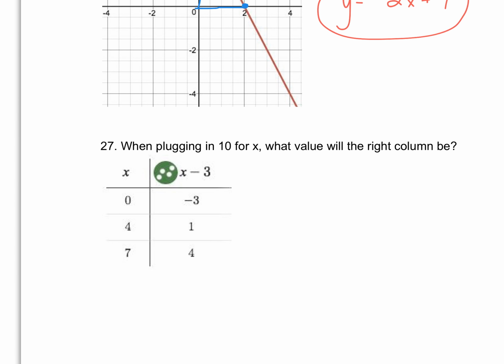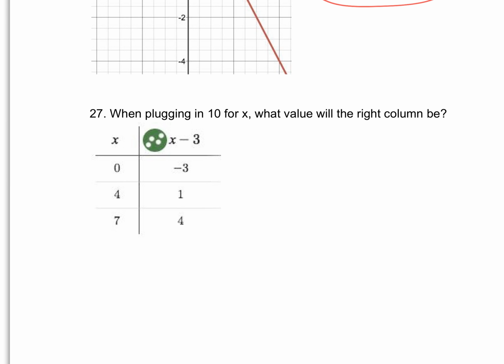Okay, so now the next question has a table of values. It says when plugging in 10 for x, what will the value on the right be? So I know when I plug in x, I then do this math, x minus 3, and I get the right column. So when I plug in 0, 0 minus 3 is negative 3. If I plug in 4, 4 minus 3 is 1. So now if I plug in 10, well, 10 minus 3 is 7. So easy enough, our right column spits out a 7.